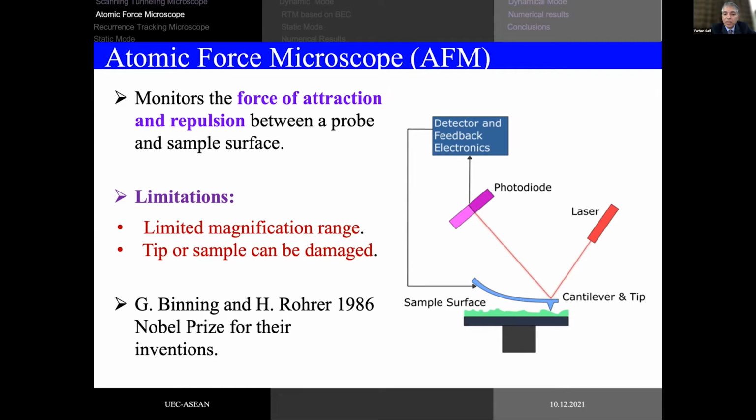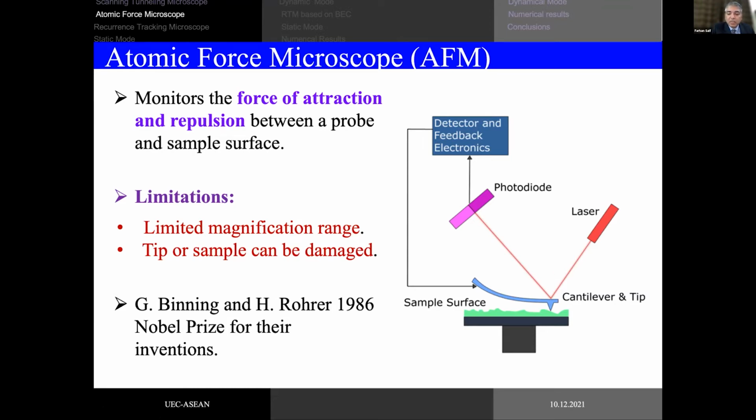Due to the optical wavelength regime, we have a limitation of magnification, and at the same time, the tip can damage the surface as well. But still, it was a remarkable achievement that it is possible to scan surfaces using the quantum mechanical phenomenon of tunneling, and also using the reflection of light from a mirror connected to the cantilever. So, the inventors got the Nobel Prize in 1986.